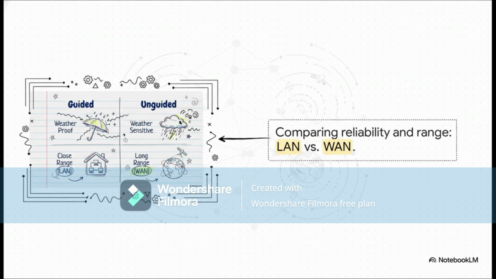Next, let's talk performance. Since those guided signals are tucked away in a cable, they're weatherproof and super reliable. But unguided signals are out in the open, which makes them sensitive to the weather. And this directly tells us where to use them, right? That reliability makes guided perfect for a local LAN, while the freedom and range of unguided makes it the only choice for a long-distance WAN.